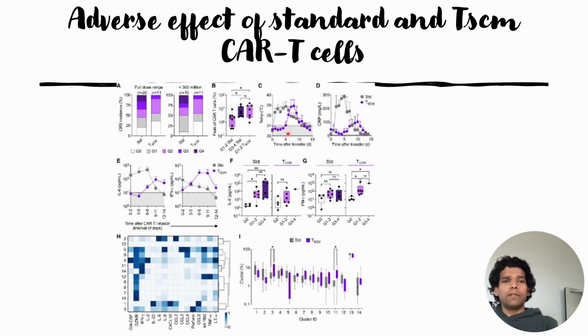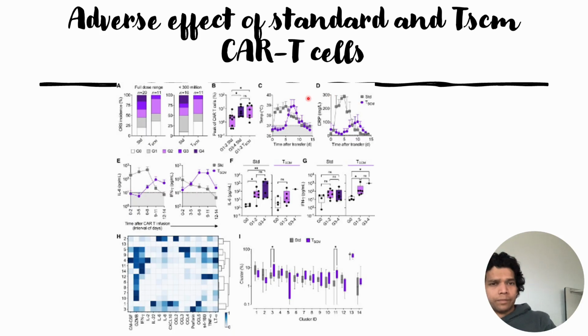Afterwards, they checked the fever in both the groups, and they found that both groups show fever, but the standard CAR-T cells treated cohort shows fever at the first stage, whereas the TCM based CAR-T cells show fever at the second stage. This is also in line with their previous results, where they saw that TCM based CAR-T cells reach their peak at the second week, whereas the standard CAR-T cells reach their peak at the first week.